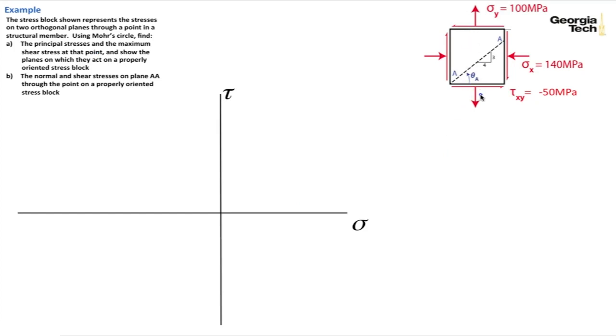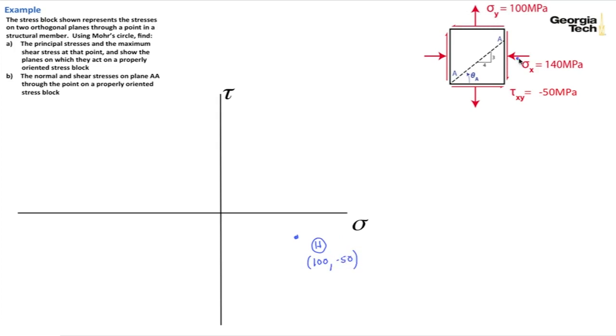Let's look at the horizontal faces. By our sign convention, this is positive 100 normal stress and minus 50 shear stress, because it's counterclockwise. And so if I go out 100 and down 50, I'll put this point right here. I'm going to label it as the horizontal face, so I'll use H with a circle around it, and that's positive 100 and minus 50.